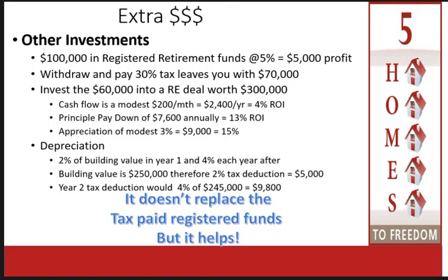So you're going to get your 4% cash-on-cash return, you're going to get a 13% principal paydown return, and a 15% appreciation return. So you're still going to outperform the retirement funds, plus you're going to have access to the cash flow, whereas cash flow on your retirement fund stays inside your registered retirement fund.